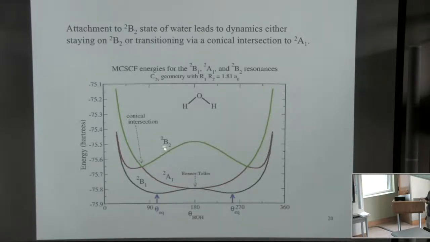See also that à A1 does in fact slope down to linear, so that's consistent with the backward scissoring function that we saw. Now on the B2, you have the opportunity to either transit through the intersection or not. So you have either two final states, the B2 or the A1.